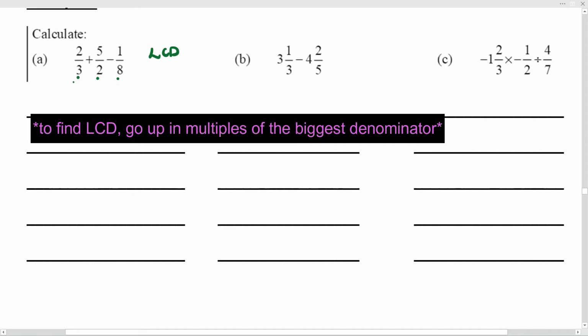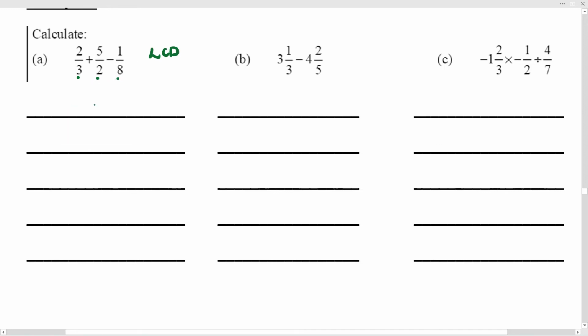Does 3 go into 24? Yes. Does 2 go into 24? Yes. And we just established that 8 already did. Okay, so my LCD is going to be 24, and you actually get a mark for knowing that, for knowing what the LCD needs to be.